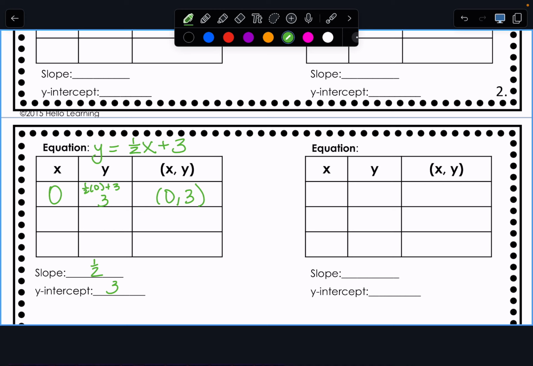Okay, normally I would say plug in 1, but what's maybe a better number to pick? 2. Why is 2 a better number to pick than 1? Okay, because we're going to have to take 1/2 times x plus 3. That'd be 4. So we have the coordinate (2, 4) to plot.